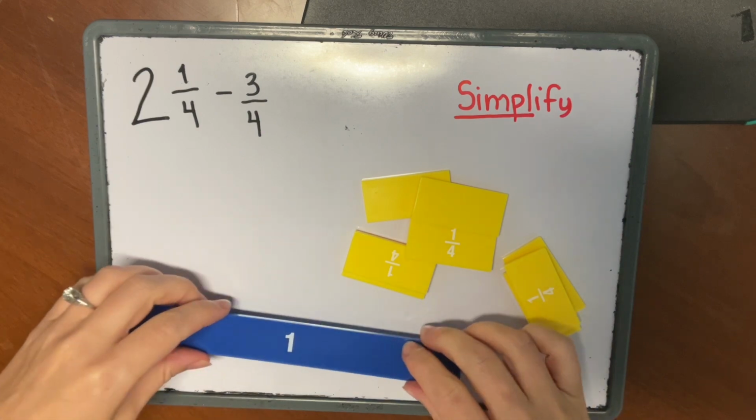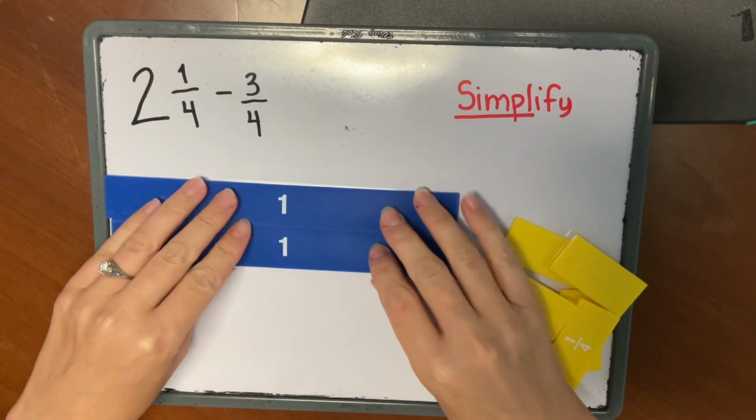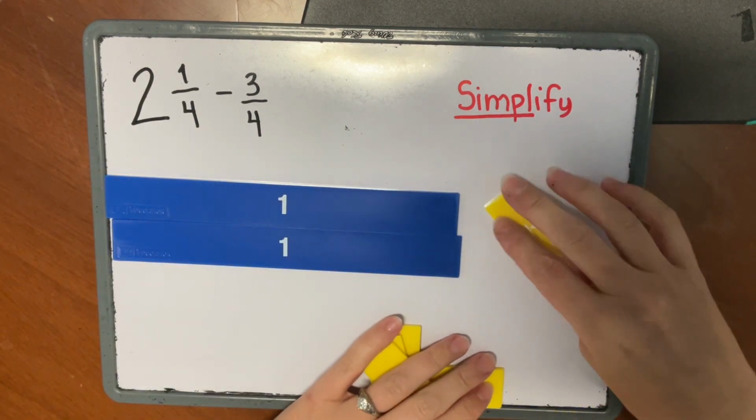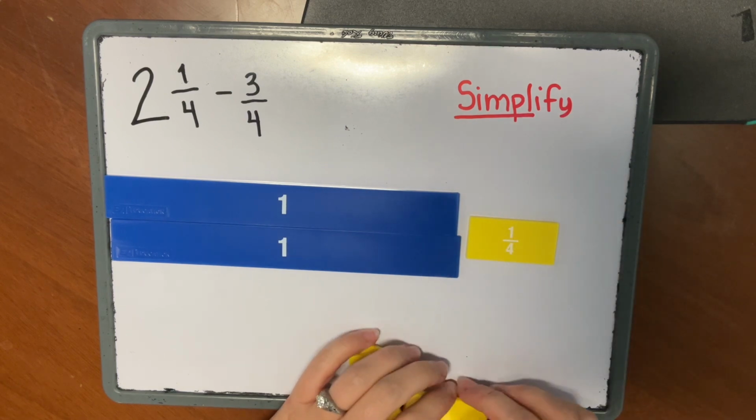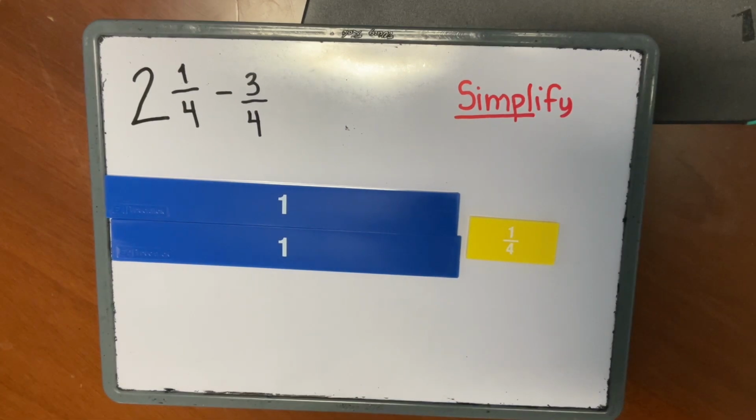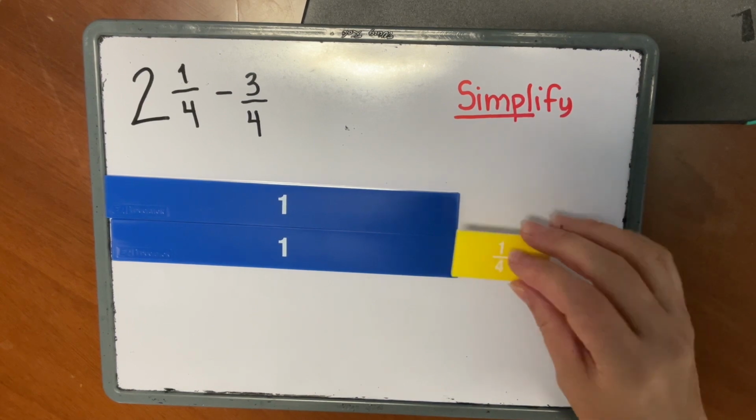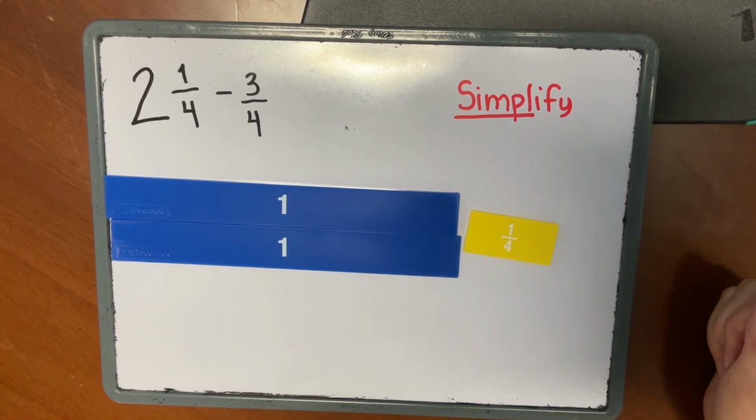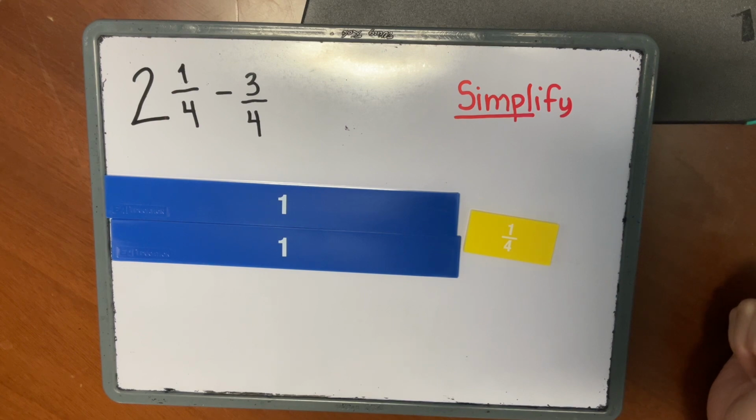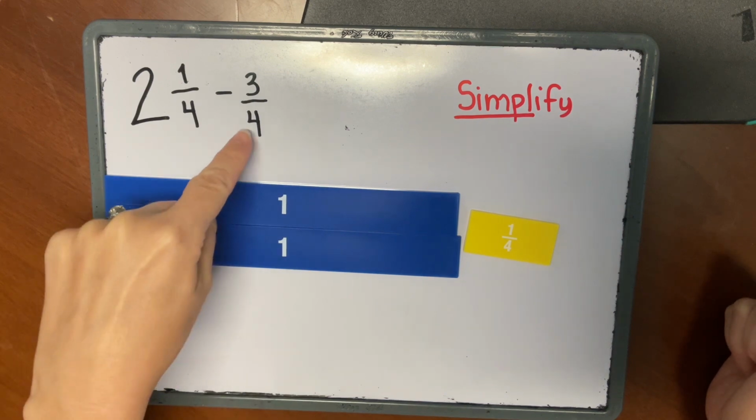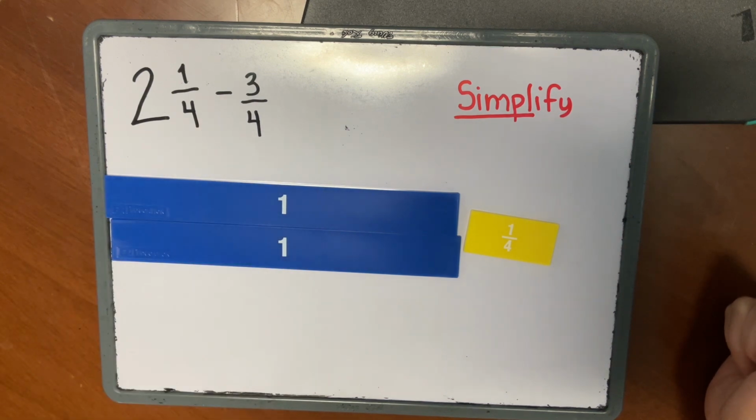Okay, well I know I have 2 1/4, so there's my 2 wholes and my 1/4. How can I take away 3/4? I only have 1/4 here. What can I do to take away more fourths? I'm going to have to trade out. How would you trade out? If you've already done it, talk to a partner about how you did it. If you haven't done it yet, talk about how you may trade out to be able to take away 3/4.